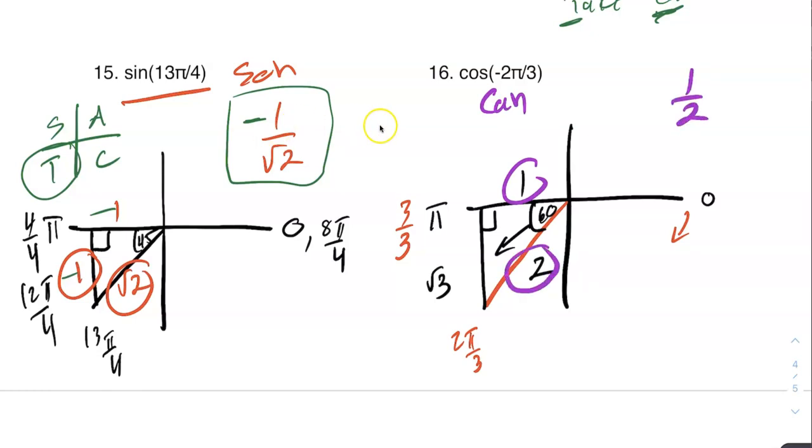Now if I want to know if that's positive or negative, we're just going to do a sine chart. All students take calculus. We're in quadrant 3 again, which means only tan is positive, so everything else is negative. We are cosine, so we are negative.